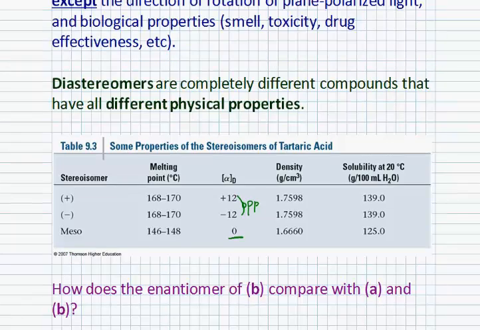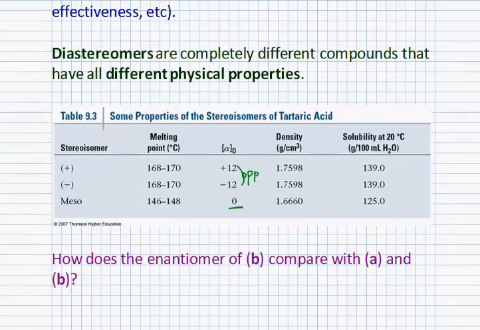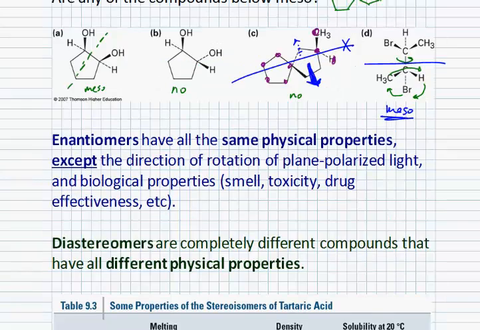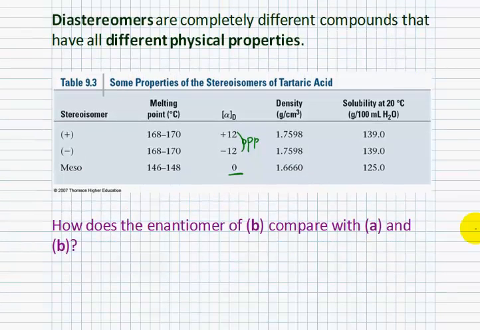Let's see if we could do that same analysis with the enantiomer of B. Right? So let's draw B again from up above on the top of the page there. I'll just redraw it here so we can see it well. So OH forward and OH back. So cyclopentane-1,2-diol. Okay? So I do trans here. 1 forward, 1 back.